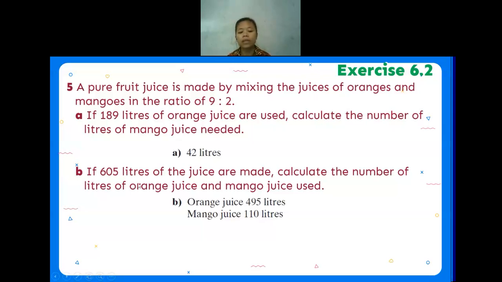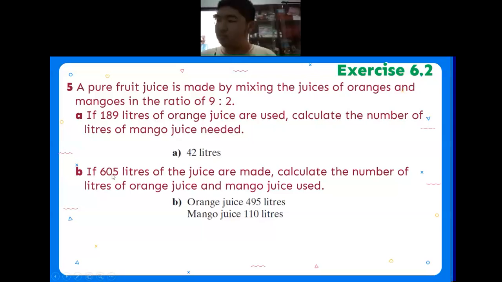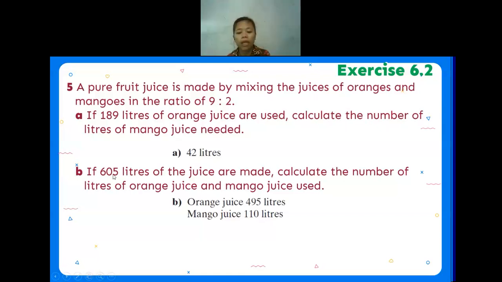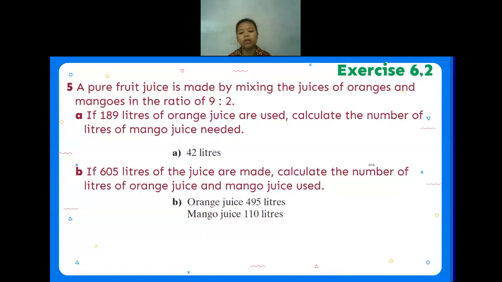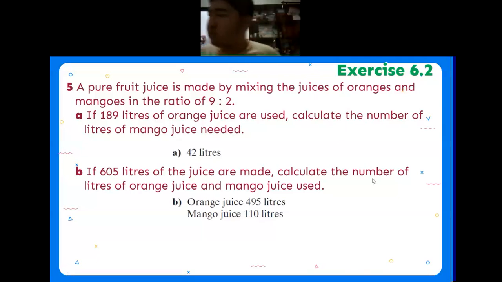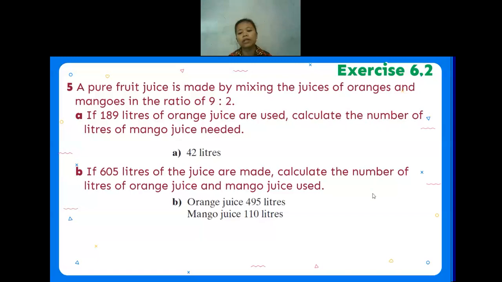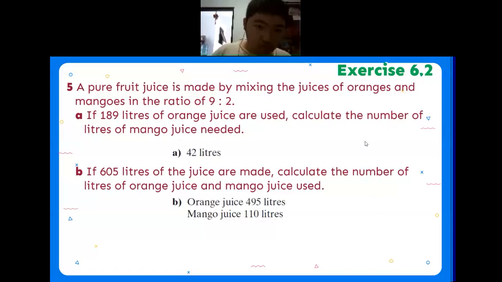For question B, if 605 liters of juice are made, this is already the combination. If it is a combination, we find the total. 9 and 2, the total will be equal to 11. So later we will have 11 is equal to 605. So 1 will be equal to 55.